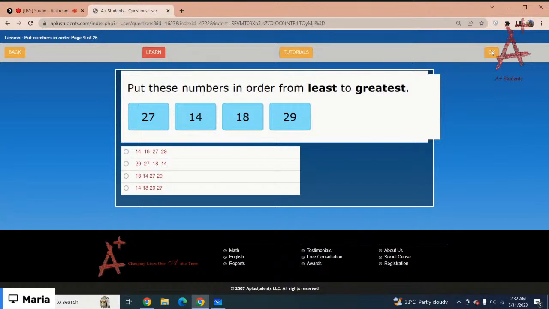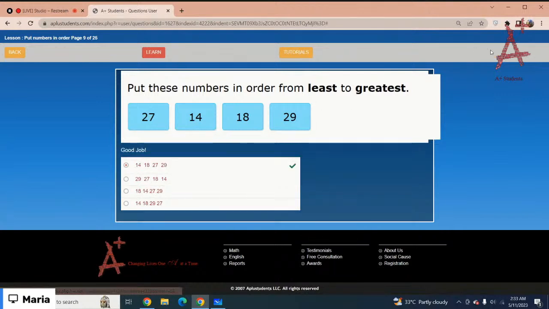Put these numbers in order from least to greatest. 27, 14, 18, and 29, which is the correct option? It would be 14, 18, 27, and 29. Option number 1 is the correct option.